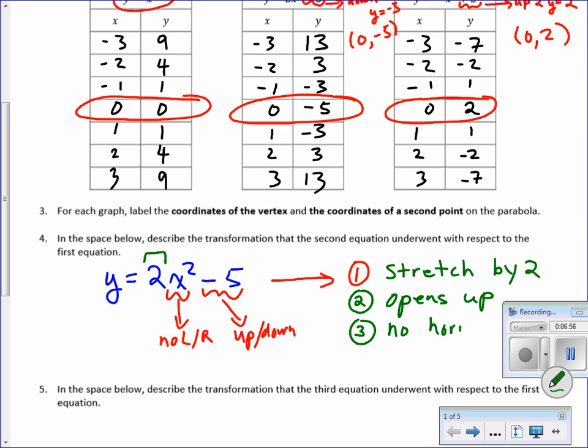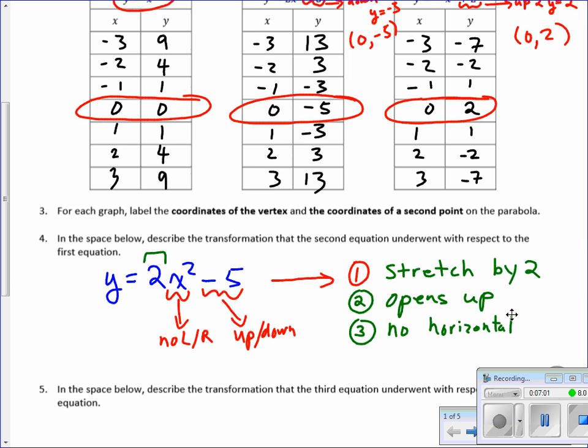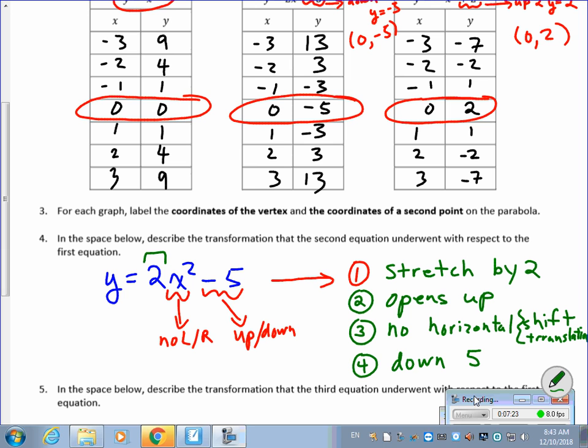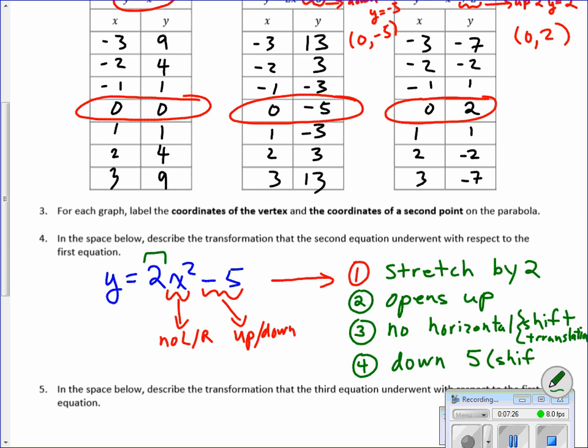horizontal shift, or another word for shift is translation. Now, for our vertical shift, the vertical shift is down 5. You can say the shift is down 5 or the translation is down 5.